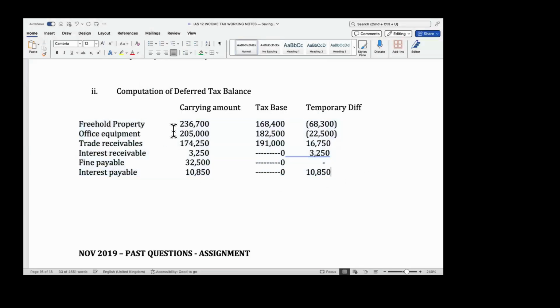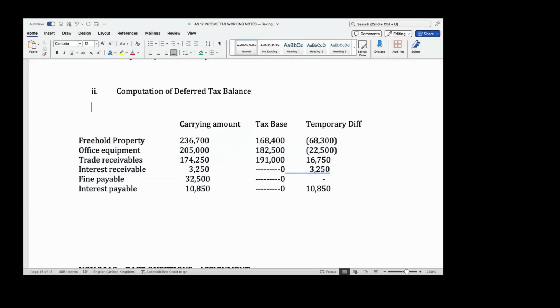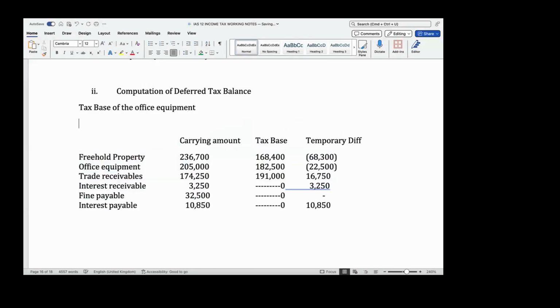So that means this office equipment here. So the tax base of that office equipment, I want to, so tax base of the office equipment. Yes, go ahead, please. I can see your hand.